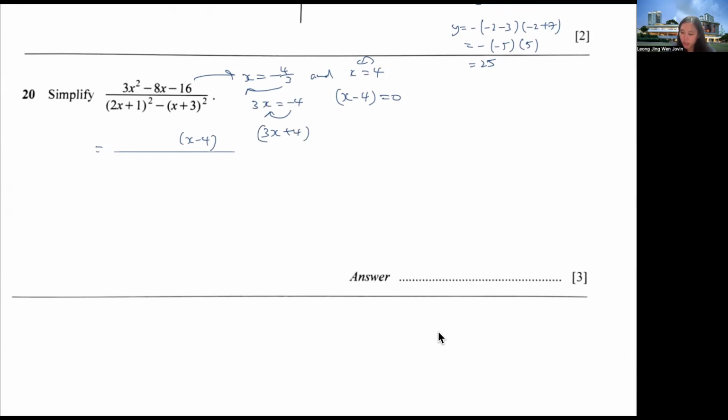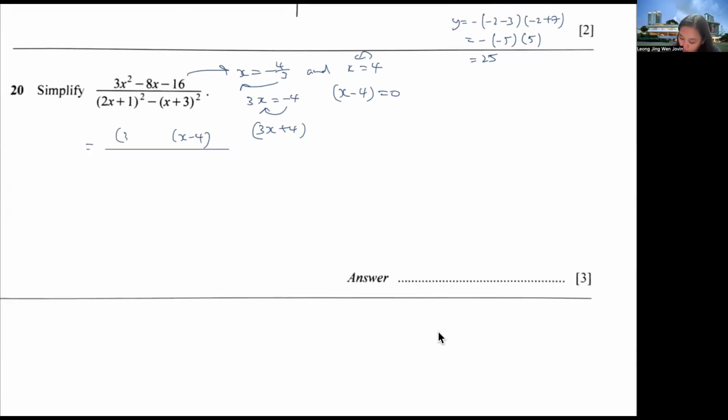So if you bring them together, 3x plus 4 and x minus 4, if you do in your mental sum and try to expand it out, you should get back the same equation over here. Okay, so that is for the numerator. Let's look at the denominator.